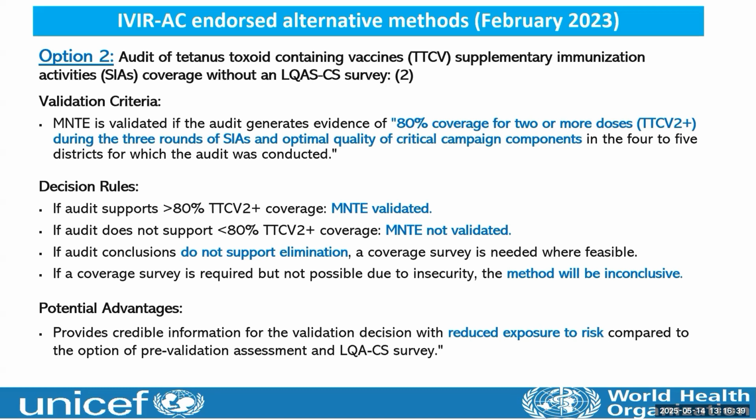So while we were conducting the SIA quality audit, we also had information from the coverage survey. So it's possible in most instances. If a coverage survey is required but not possible, then the conclusion is that it remains inconclusive. We probably will request them to conduct corrective SIAs, and then see the possibility of repeating the process again.